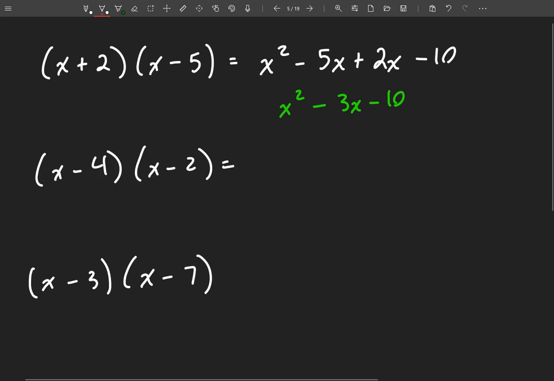All right, let's do the next one. X times x, x squared. X times negative 2, negative 2x. Negative 4 times x, that's the middle two terms. So now I'm distributing that second number, negative 4. Negative 4 times x is negative 4x. And then negative 4 times negative 2, remember a negative times a negative is a positive. That gives me a positive 8.